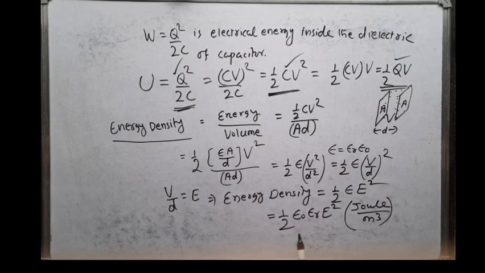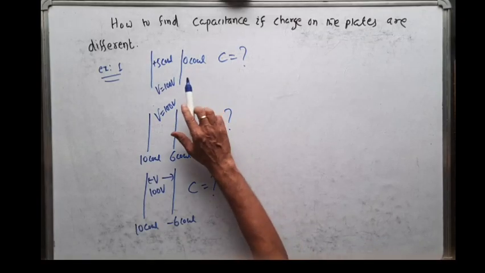So the energy stored by the capacitor depends upon relative permittivity. For air capacitance, epsilon R is 1. For any other dielectric, epsilon R is larger. So we can say energy density is directly proportional to what? Epsilon R. Now see, this is an interesting question.